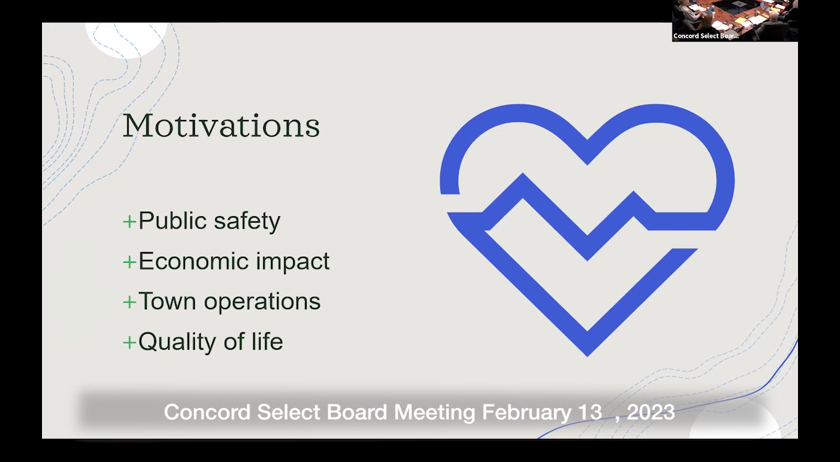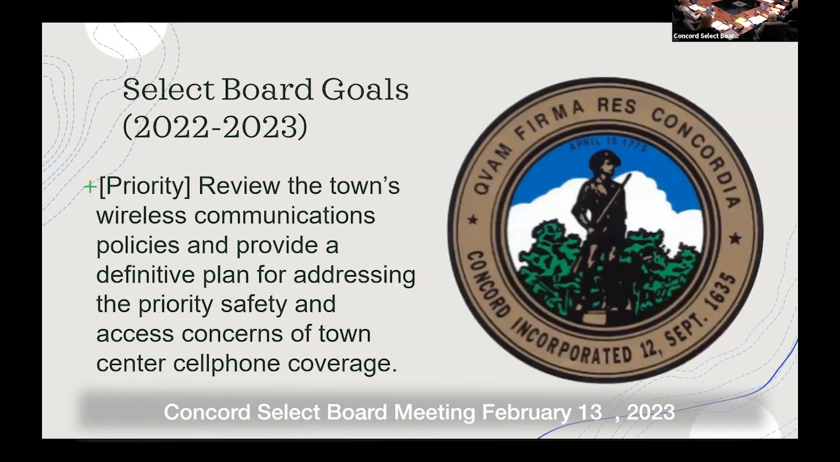And then quality of life. People expect today to be able to make phone calls and access the internet on their mobile devices. I'll also mention the 250th celebration. I'll mention the tourism aspect in Concord. We have a lot of people who come here, and it's known as a dead zone in the area. So the select board, as one of its priority goals for 2022-2023, was to review the policies that we have and see what we can do to address these concerns.